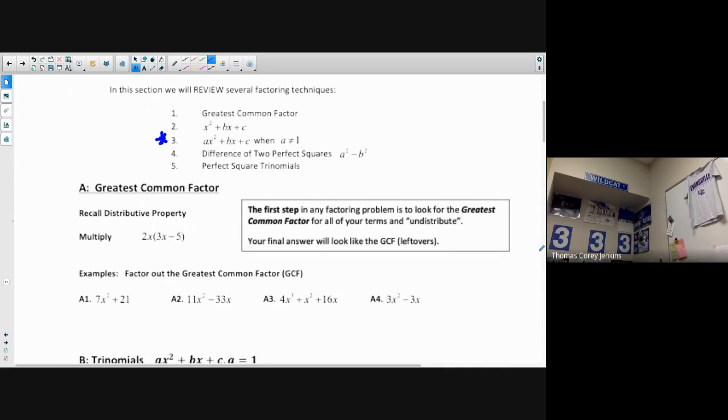So looking at example 1, just factoring out the greatest common factor, also known as a GCF. We recall if we see an expression like this that we can distribute, which means 2x times 3x would be 6x squared, and 2x times minus 5 would be minus 10x. So basically what we're going to do here is work backwards. We're going to look at an expression like 6x squared minus 10x and say, what's my greatest common factor? It's 2x. Now I'm going to rewrite like that. That's what we're doing.